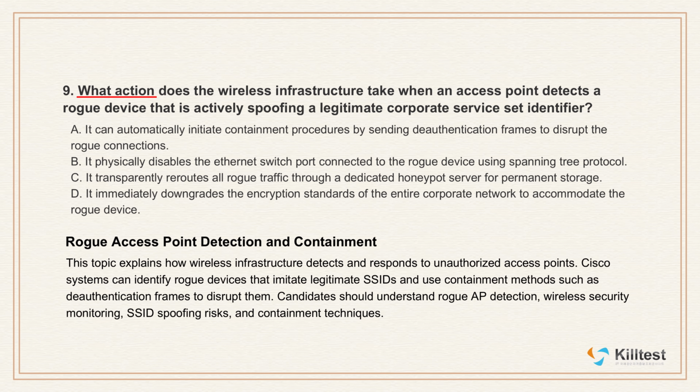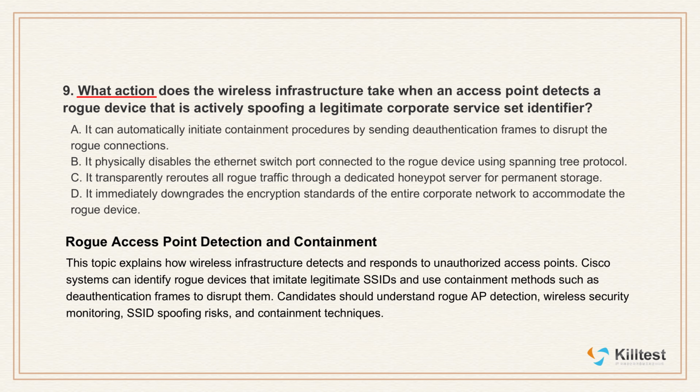Option A, it performs rogue containment by transmitting deauthentication frames to disrupt the connection. Option B, it uses spanning tree protocol to physically disable the wired switch port. Option C, it transparently reroutes traffic to a honeypot server. Or option D, it downgrades encryption standards to accommodate the rogue. The network has to protect itself here.